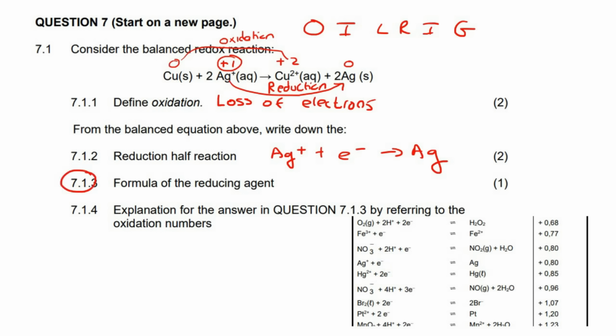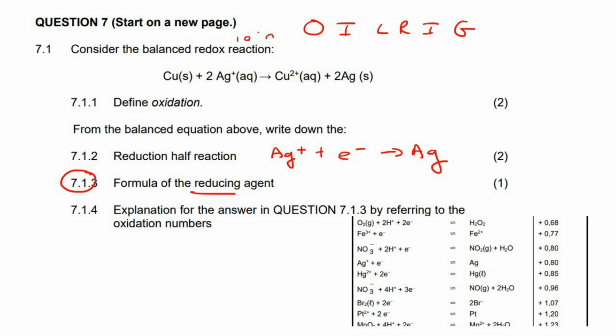Okay, now what is the formula of the reducing agent? Now, the reducing agent and oxidizing agent are only the parts in the reactants. So it's that part or that part. It's not the products, okay? So we said that this one was 0, this one was 2, this one was 0, this one was plus 1, and this one was 0. We also said that this is oxidation, and we said that this is reduction.